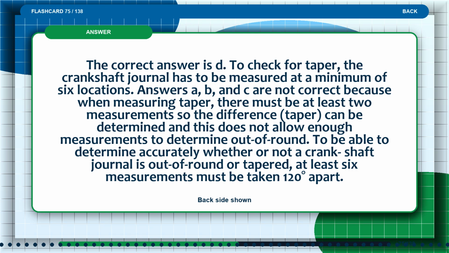The correct answer is D. To check for taper, the crankshaft journal has to be measured at a minimum of 6 locations. Answers A, B, and C are not correct because when measuring taper, there must be at least 2 measurements so the difference taper can be determined, and this does not allow enough measurements to determine out of round. To be able to determine accurately whether or not a crankshaft journal is out of round or tapered, at least 6 measurements must be taken 120 degrees apart.